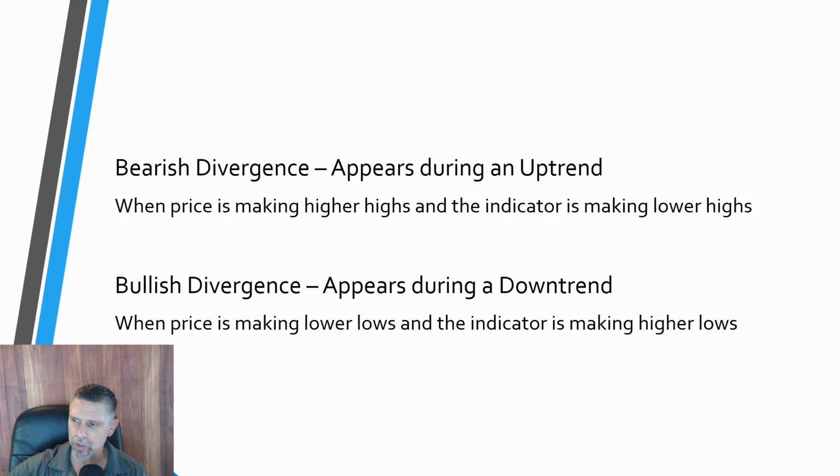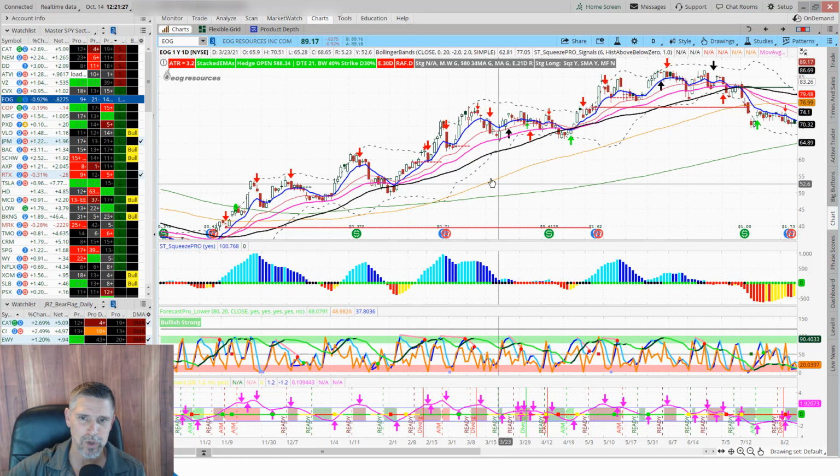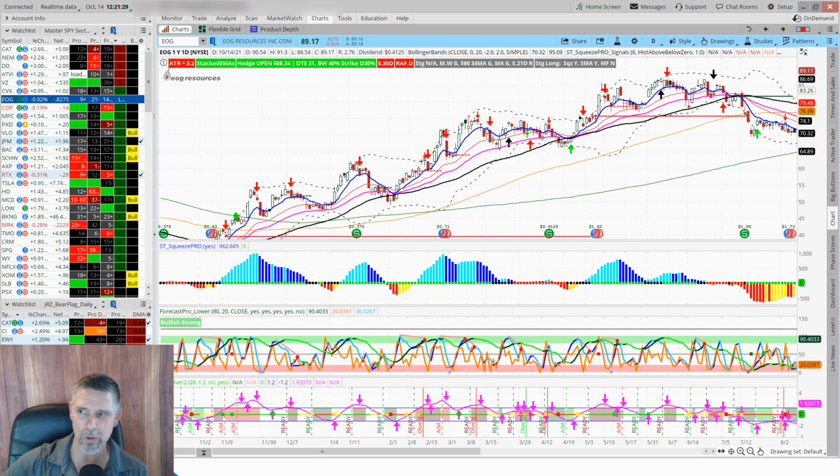So let me share with you, I got a chart that I had just pulled up a minute ago. This is EOG. Okay, nothing special about EOG, but for example, this is the TTM Squeeze Pro, and this is the Forecast Pro, and this is the Ready Aim Fire. But let's just again talk about the concept. Look right here. Price is going up, indicator's going down. So this can signal a short-term correction. And again, it doesn't mean that the trend is going to reverse. It just means a short-term correction.